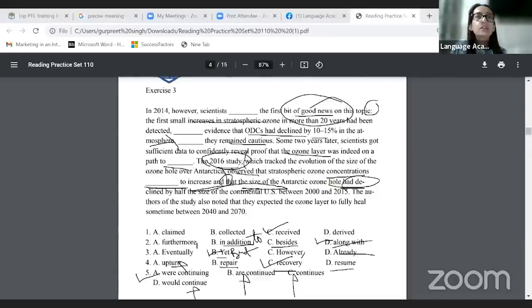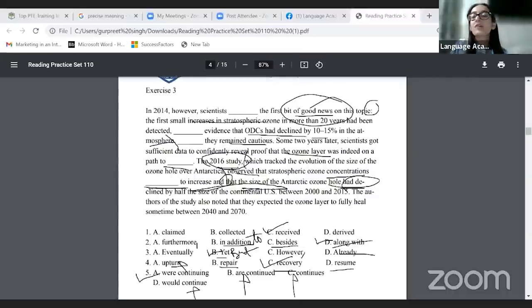Why not repair? Because repair is something we use more with machinery. We cannot use the word repair with the layer of the atmosphere. We won't be using that. And this is also one reason.